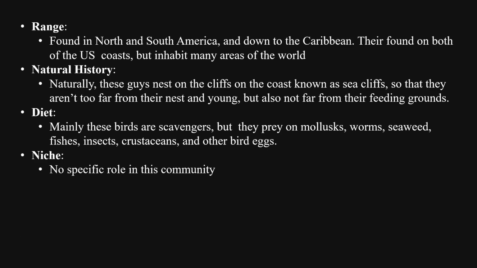They can be found on both sides of the U.S., the West Coast and East Coast, but they can also be found in North and South America, all the way down to the Caribbean. Naturally, these guys rest on sea cliffs so that they're not traveling too far from their young and are close to their feeding grounds.